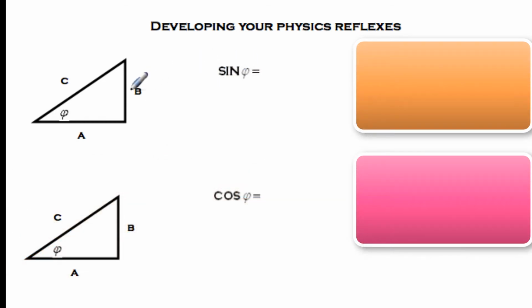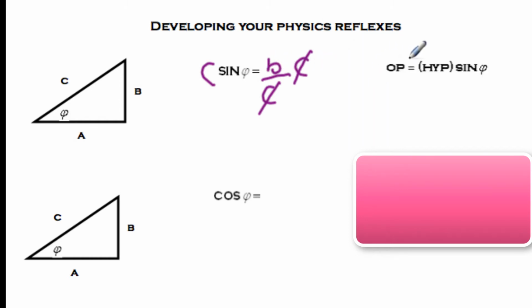So the first physics reflex has to do with finding the opposite side. The sine is the opposite over the hypotenuse. Now, algebra says that whatever I do to one side, I can do to the other side, so I'm just going to multiply by the hypotenuse. Notice that this cancels. And so if I want the opposite side, it's going to be equal to the hypotenuse times the sine of the angle. And boom, this is going to be our first physics reflex.